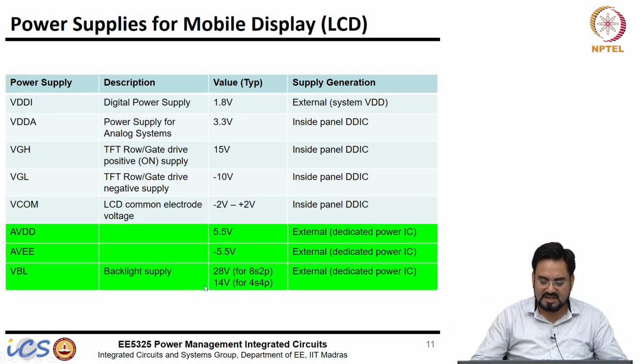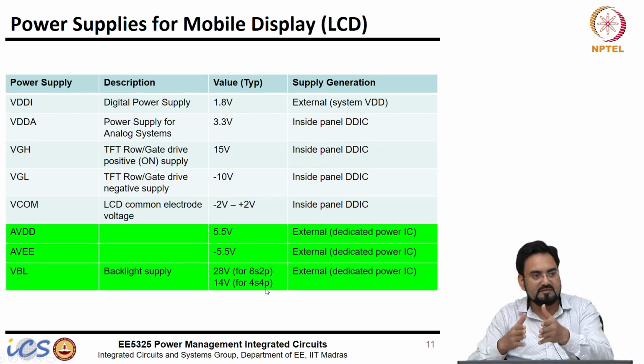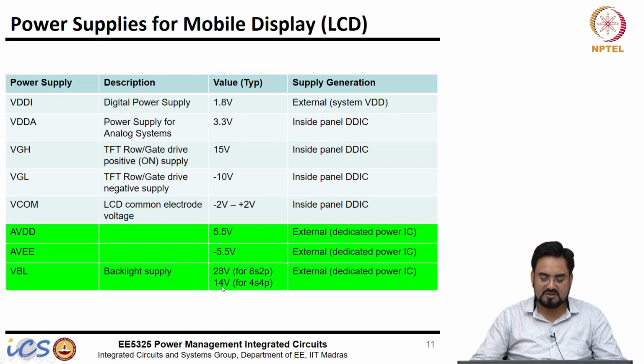So this requires a much higher voltage, 28 volt if you are using 8S2P. 8S2P means 8 in series and 2 in parallel. So 2 strings of 8 LEDs connected in series, so total 16 LEDs. You can have a 4S4P also, which means 4 in series and 4 of them connected in parallel. So you require a lesser voltage. But since the power consumption will be the same, lesser voltage means now you have 4 strings, so your current requirement will increase.